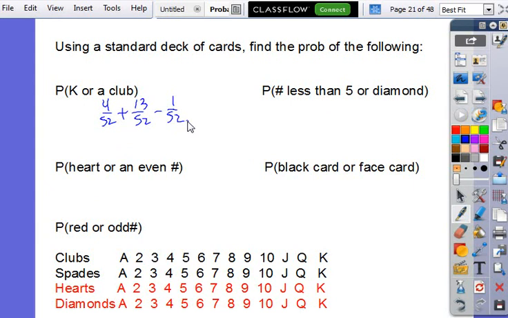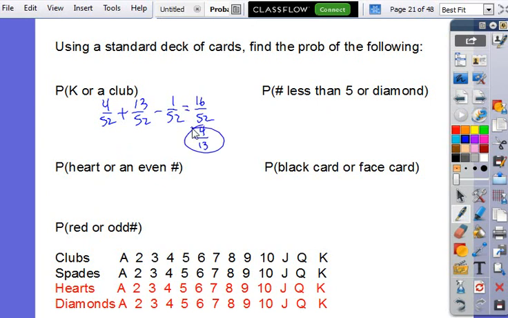There's going to be 16. Wait, you're talking about the club, right? On the second one, it was clubs. There's 13 clubs, there was 4 kings, and only one king of clubs. There's 13 clubs, okay. So that winds up being 16 over 52, and you wind up with 4 over 13.